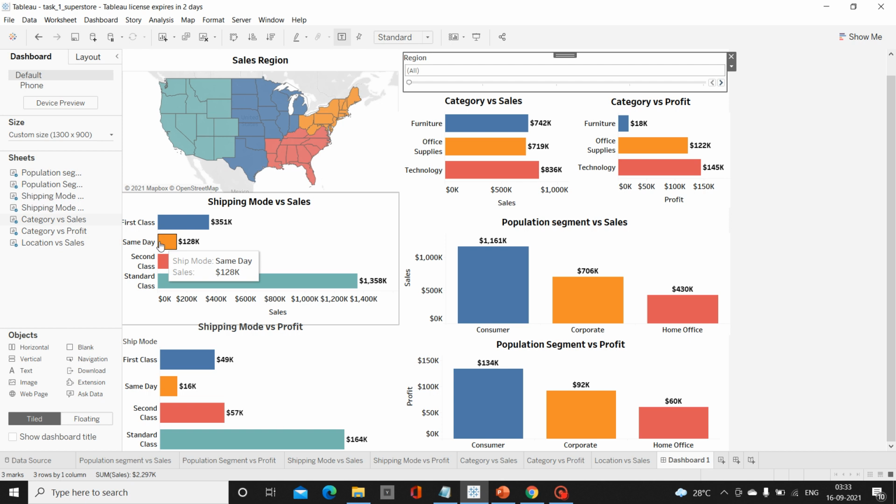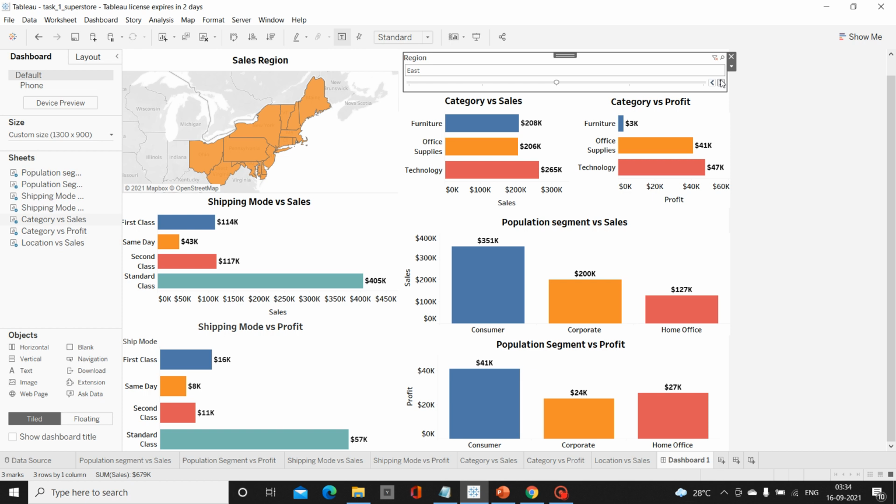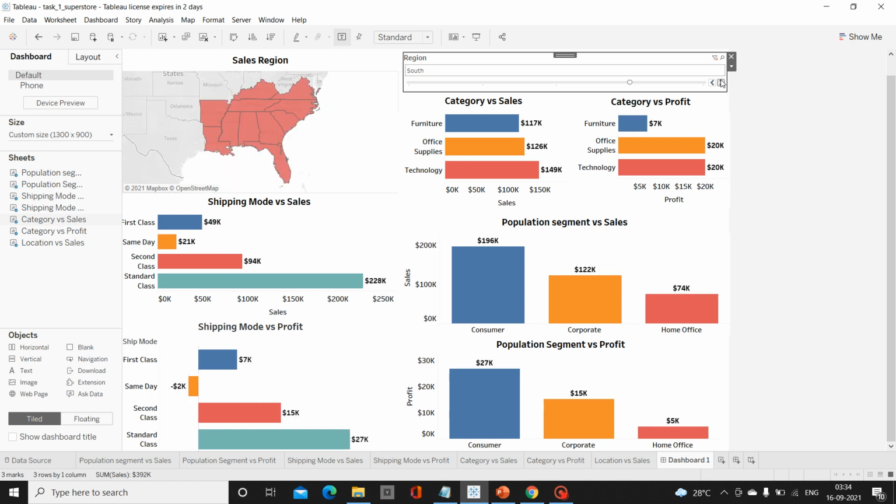If we try to learn more about its contribution region wise, then we come across very important facts. In the central region, the least amount of contribution in sales is made by the same day delivery shipping mode, and also in profit, same day delivery shipping is the one contributing the least. And in the subsequent regions, we can see the trend continues. But in the southern region, we are suffering from a loss of $2,000 for the same day delivery mode.